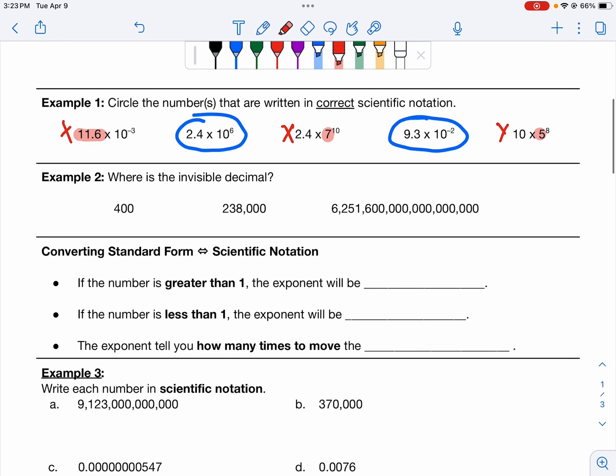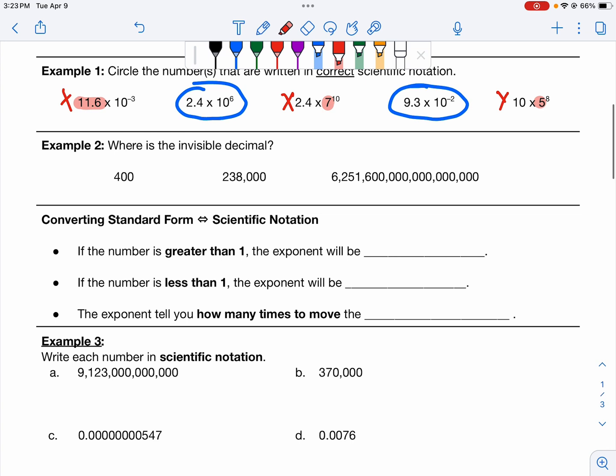All right, now, in scientific notation, it's important to know where the decimal place is. So we call it an invisible decimal. I want to remind you, it occurs after here, here, and here. Because when we talk about scientific notation, we are going to be moving the decimal place. Multiplying by 10 moves the decimal place to the left. Dividing by 10 will move it in the opposite direction.